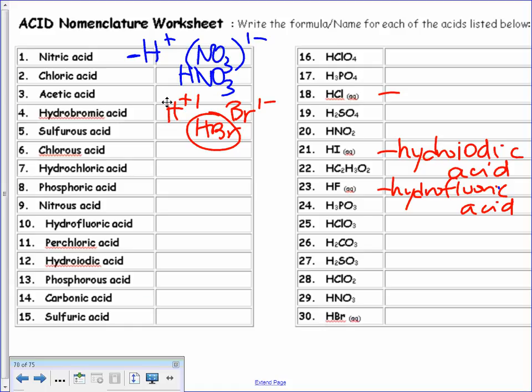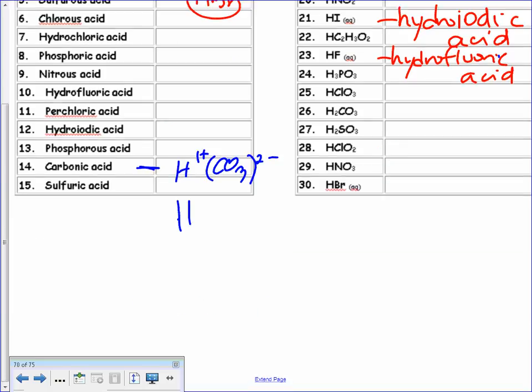14. So carbonic acid. Carbonic came from carbonate. So what's carbonate? CO3, charge 2 minus. Okay, so if you don't know these, you need to be looking at the polyatomic ion list every second, okay? H plus, H 1 plus, right? Okay, crisscross, what do you get? H2CO3. And this is what's found in soda. Carbonic acid, bubbly. Okay, so there's our carbonic acid.